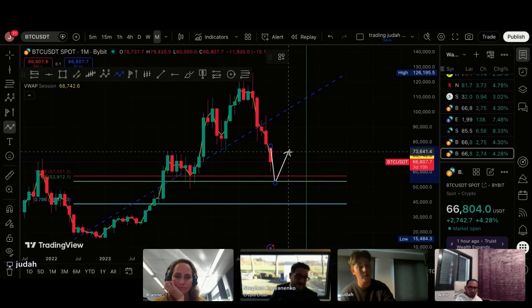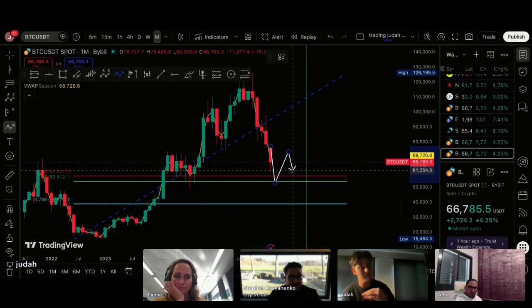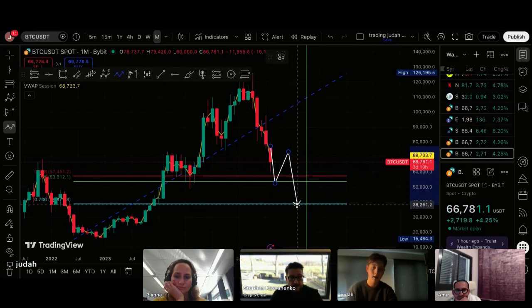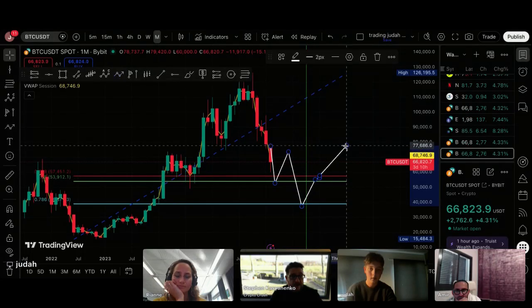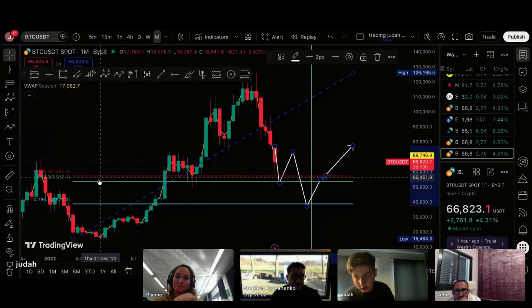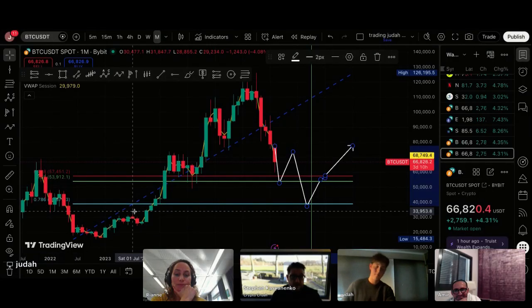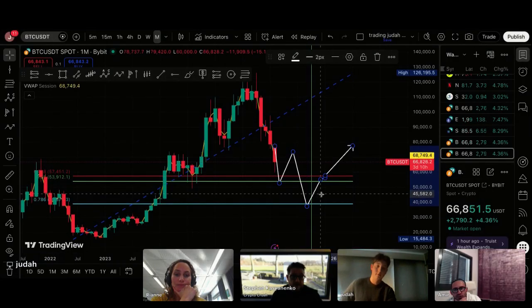People are probably saying that was the bottom right there. Then what I think is going to happen is we just make a lower high again, and right here, this is going to be the bottom in my opinion. I drew it out right here. This is the 786.